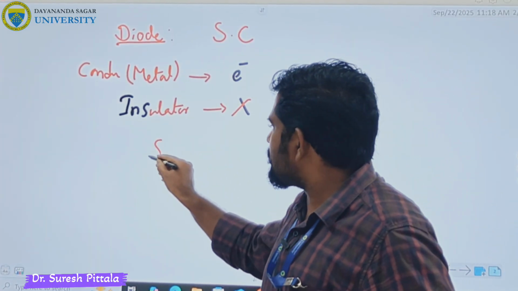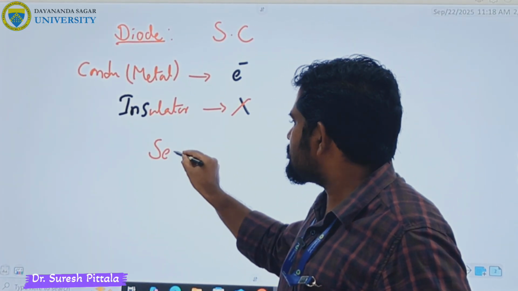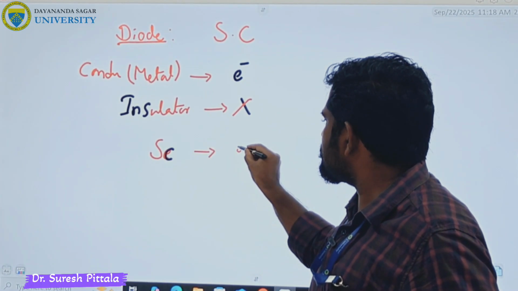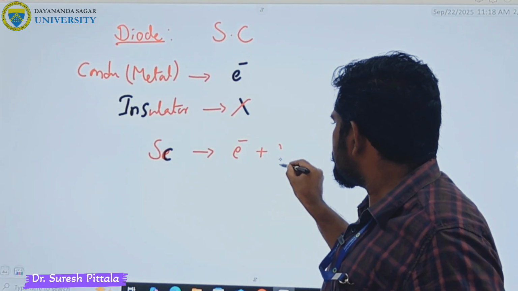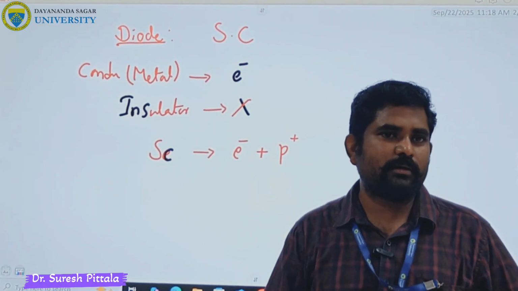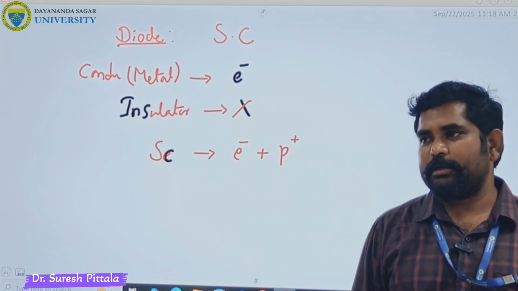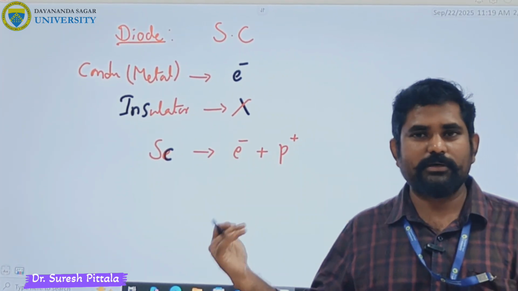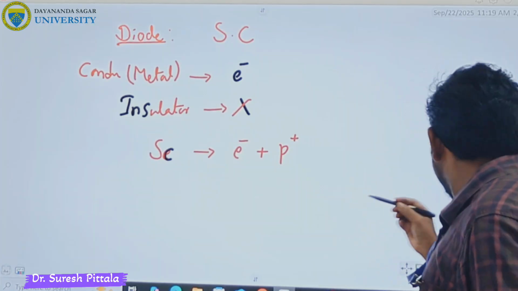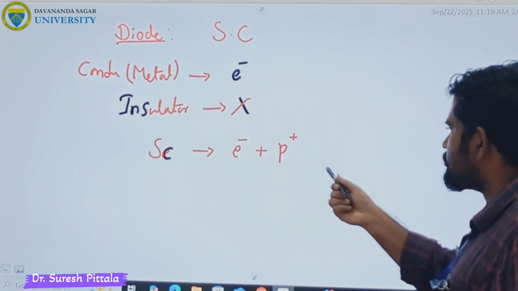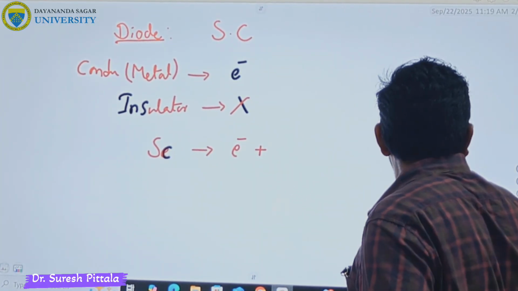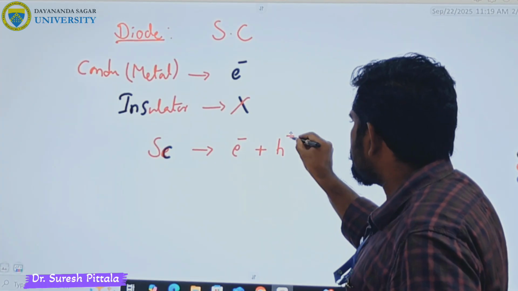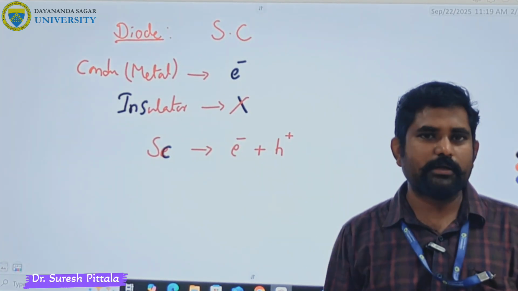So the beauty of semiconductors is that they have electrons as well as holes. Let me represent holes with P or H. Anything is fine. In some textbooks it is H. If you prefer H, I'll write that only. Holes are positive. Right.